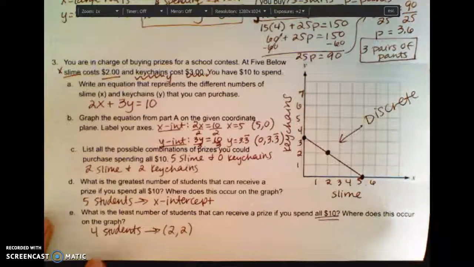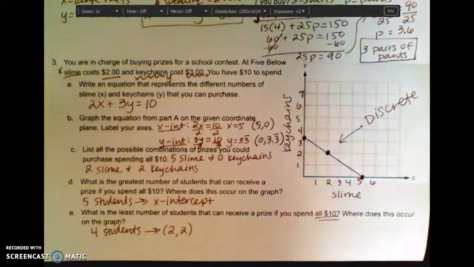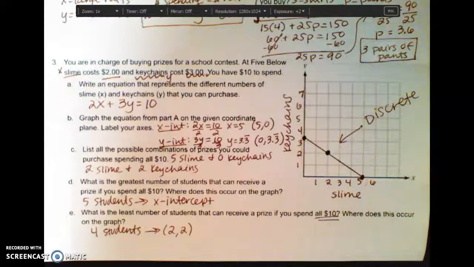So that is writing equations with standard form. You have a few more questions to answer. Then you'll need to do the 6-4 Day 2 classwork and work on the homework.